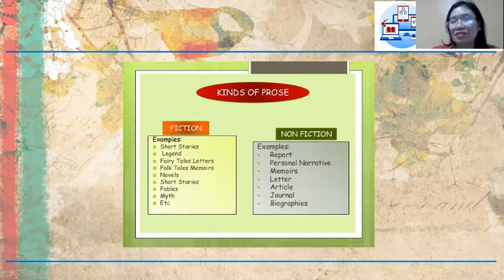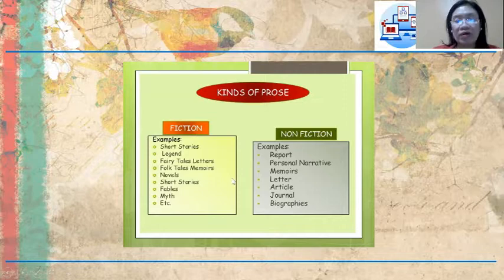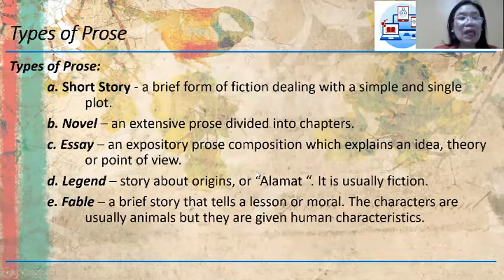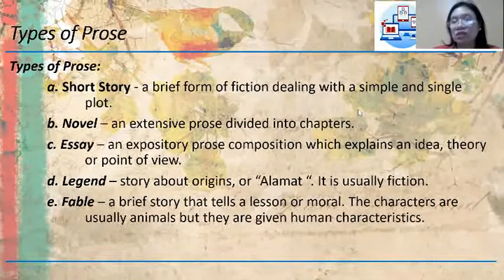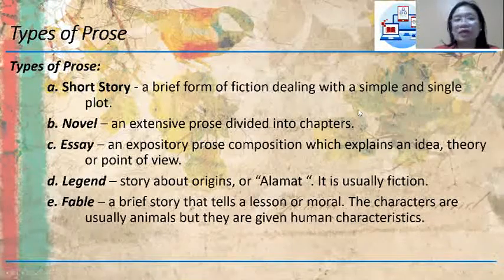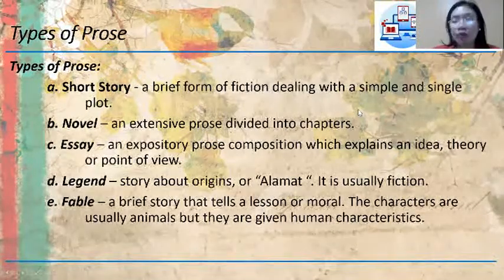And then non-fiction, on the other hand, is based on facts. They are based on truth. They exist in real life situations. For example, reports, narratives, memoirs, letters, articles, journals, and biographies. So that is fiction and non-fiction. Now, what are the different types of prose? Now we have here short story.